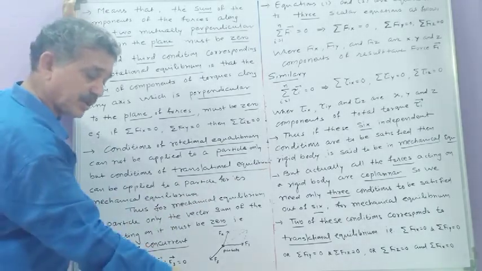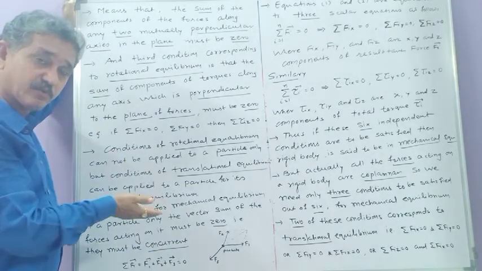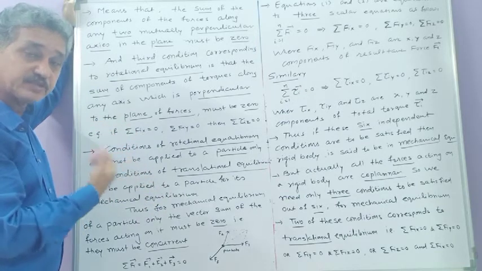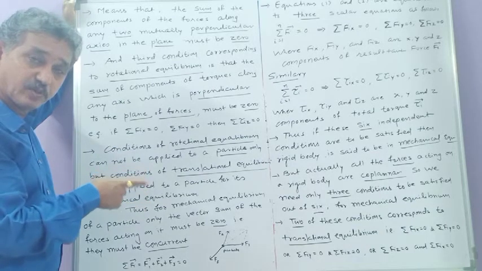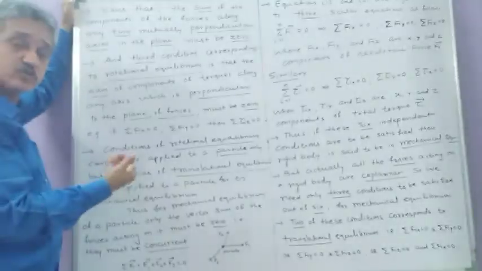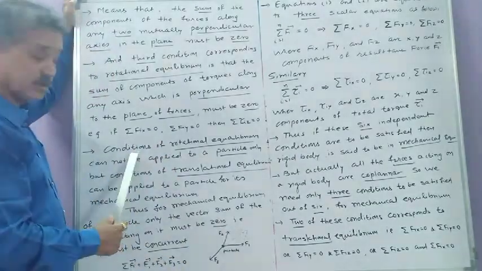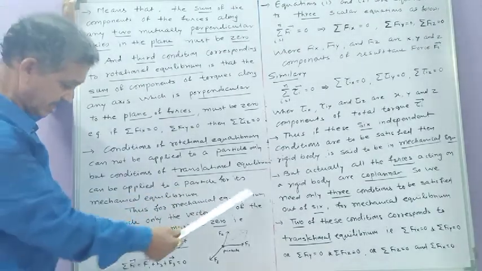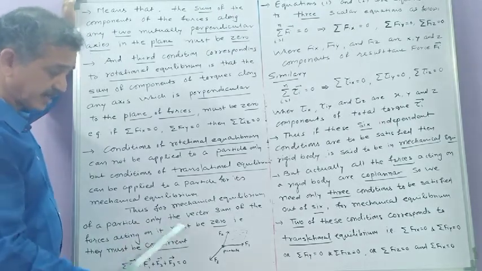So if a single particle is performing rotational motion, then in order to have its mechanical equilibrium, only the conditions of translational equilibrium can be applied. Translational equilibrium means the resultant force acting on a particle should be equal to 0. That means you can write sigma Fix equal to 0, sigma Fy equal to 0, sigma Fiz equal to 0. But there are no conditions for rotational equilibrium. Thus, for a mechanical equilibrium of a particle, only the vector sum of the forces acting on it must be 0.